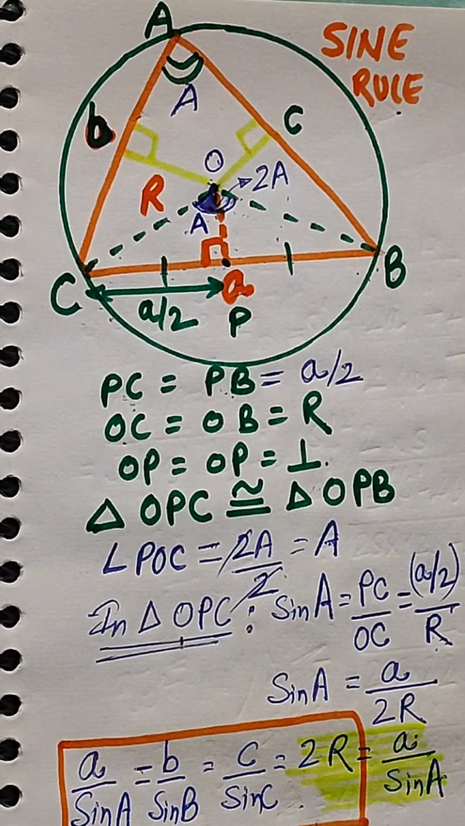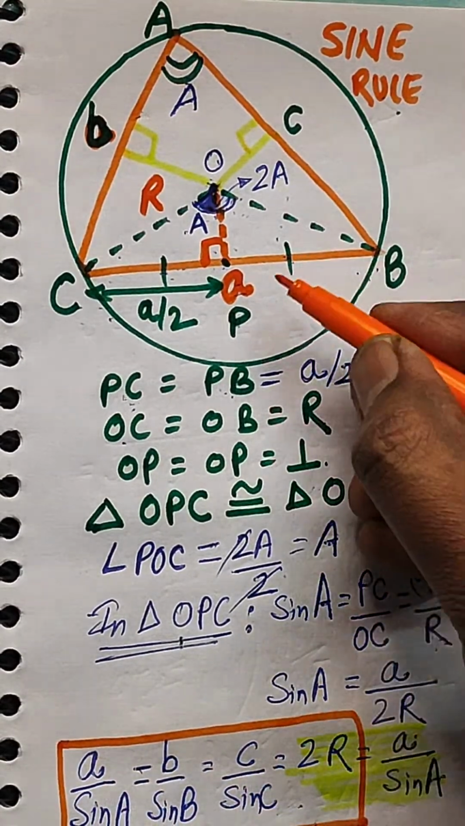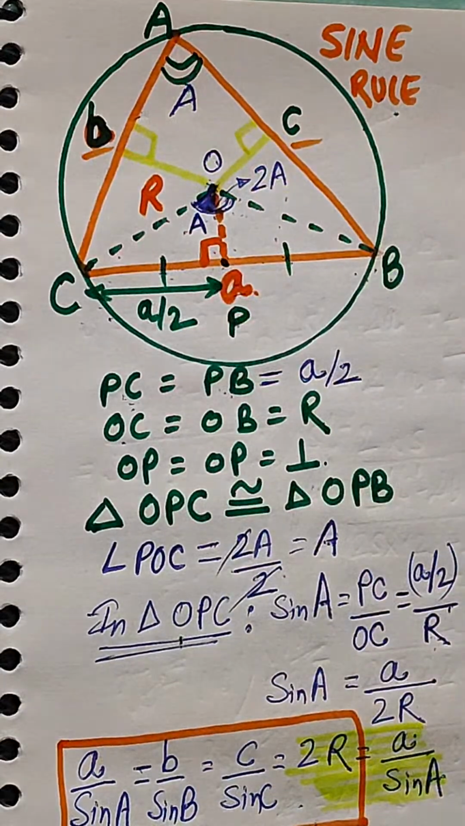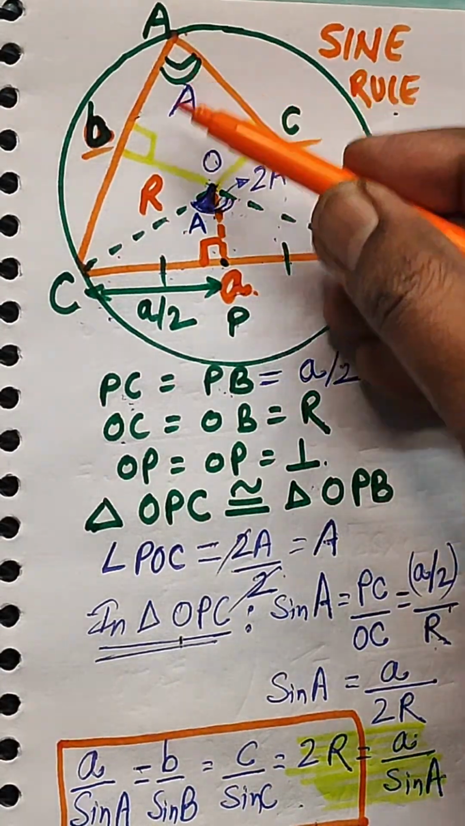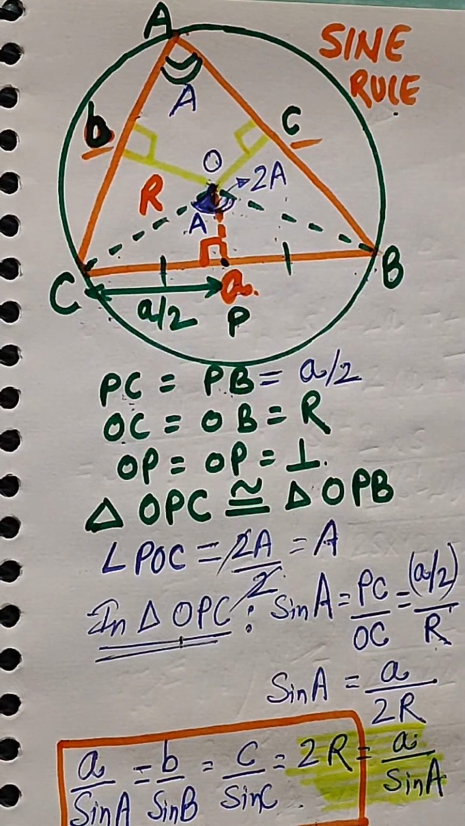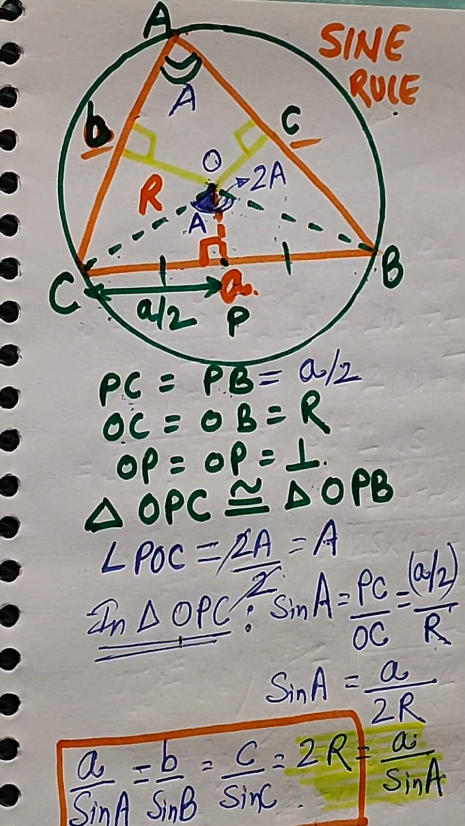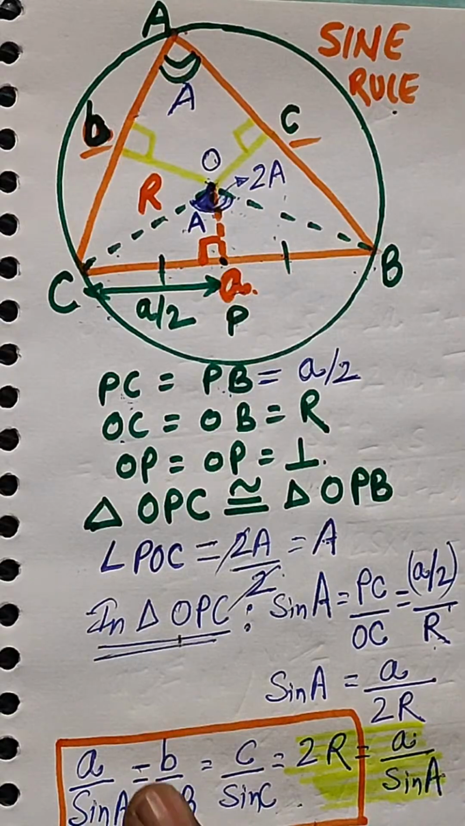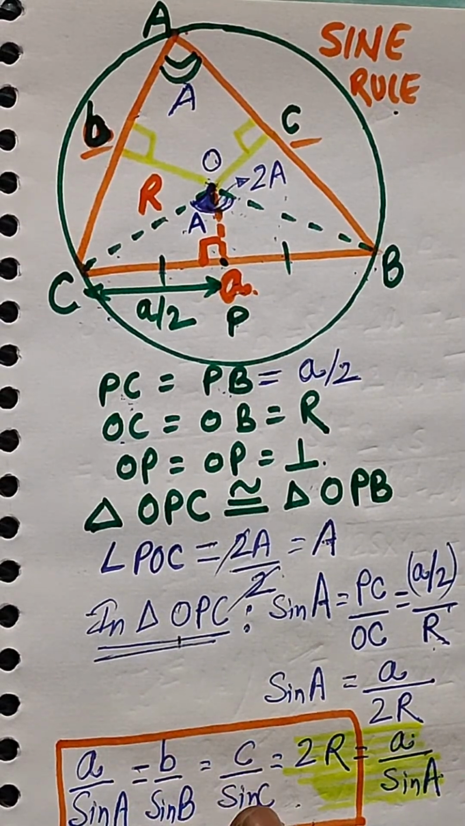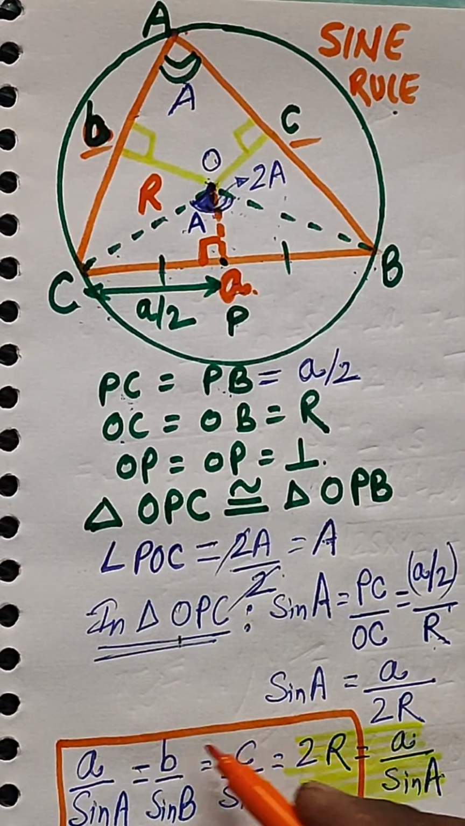Where small a, small b, small c are the sides of the triangle, and capital A, capital B, capital C are the angles of that particular triangle, right? So we will see the derivation of this sine rule for three different triangles. It can be an acute triangle, an obtuse triangle, or a right angle triangle. So we can go into that also, my dear friends. This is the derivation of how a by sine A, b by sine B, and c by sine C are all equal to 2R. We have just proved it.